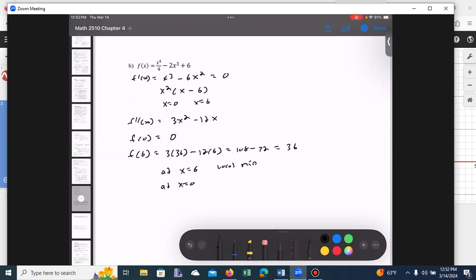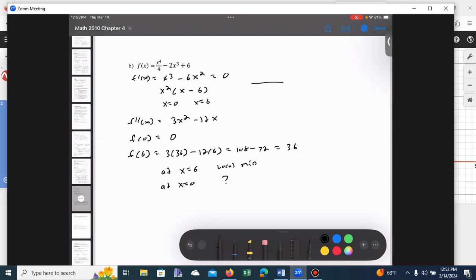At x equals 0, we do not know. Okay. We can't say it's a local min or max. We just don't know. We have other ways of finding this, but this particular test doesn't tell us what the answer is.